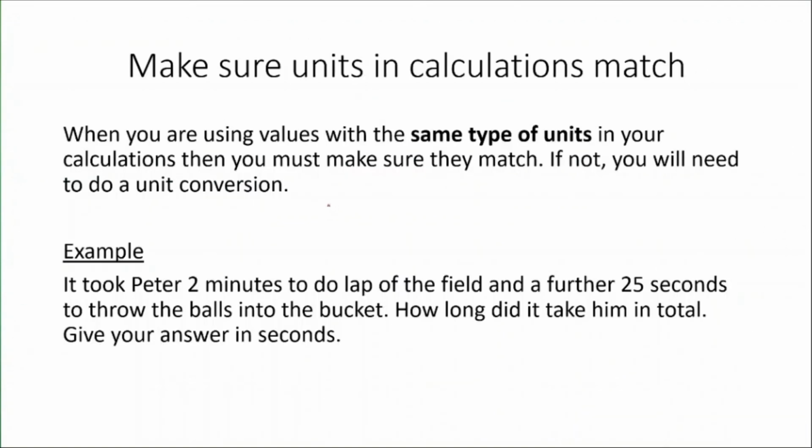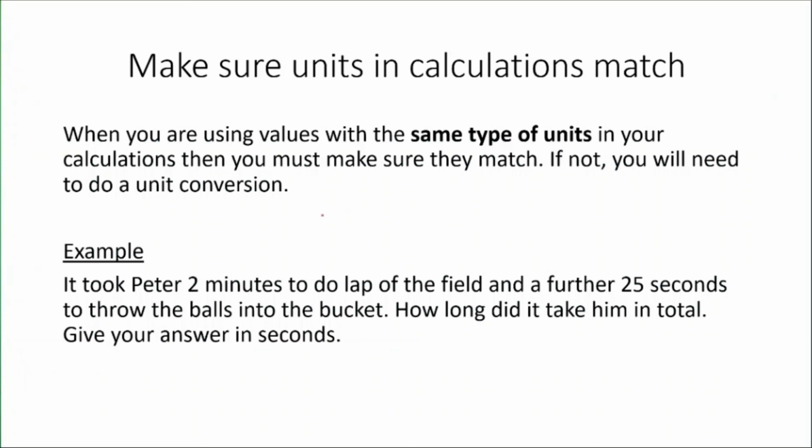It's really important to make sure that your values always have the same type of units in your calculations. And if they don't, then you're going to need to do a unit conversion. So for instance, you wouldn't do a calculation with one value in grams and another in kilograms. You would need to either convert them both to kilograms or both to grams.